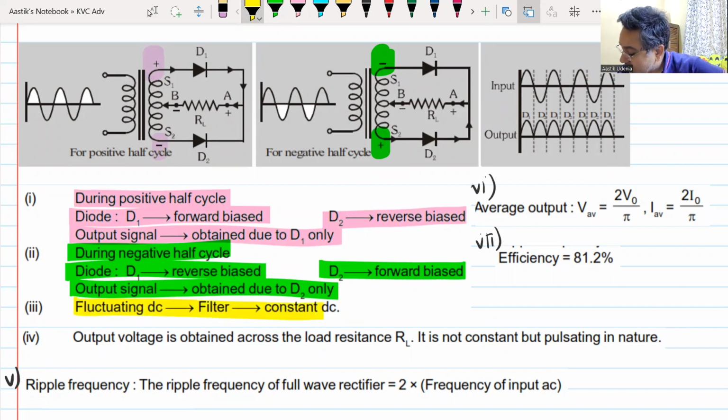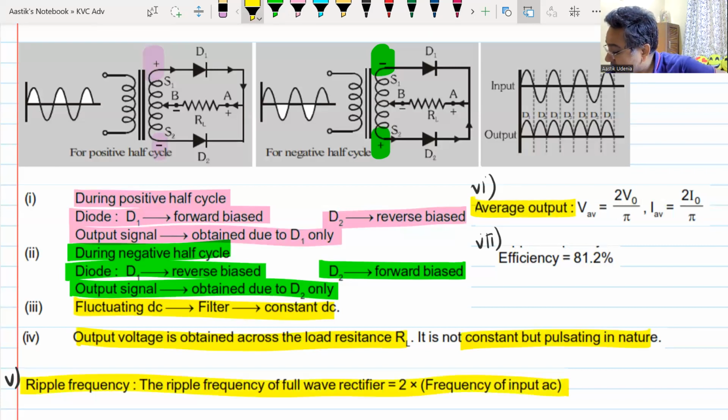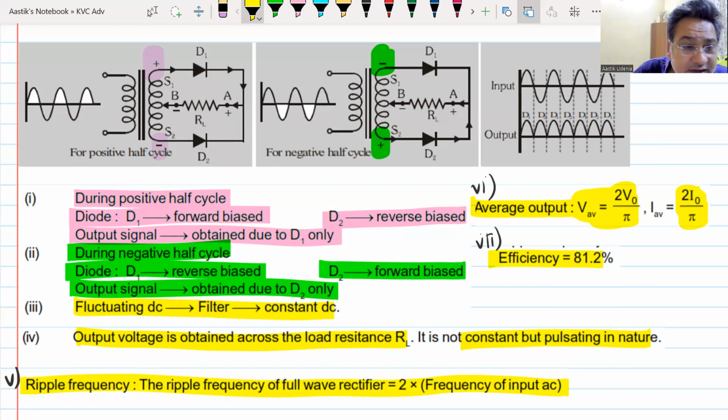This is a fluctuating DC. When you put a filter, it will become steady; I'll tell you what a filter is. The output voltage across the load is not constant. The ripple frequency is 2 times the input frequency. The average output will be 2 V naught by pi, or 2 I naught by pi, for one positive half. The efficiency will be 81.2 percent, double the efficiency of the half wave rectifier. Do we understand this?